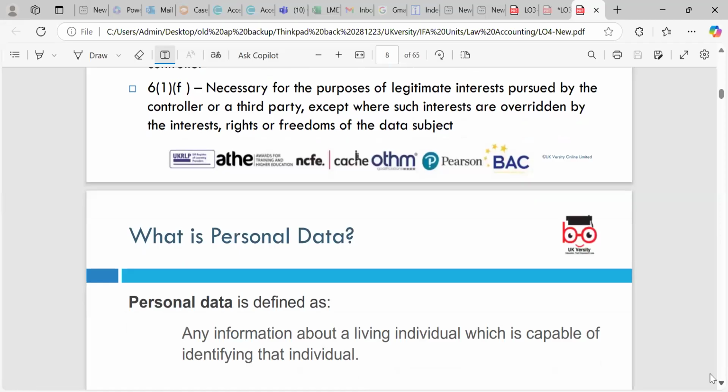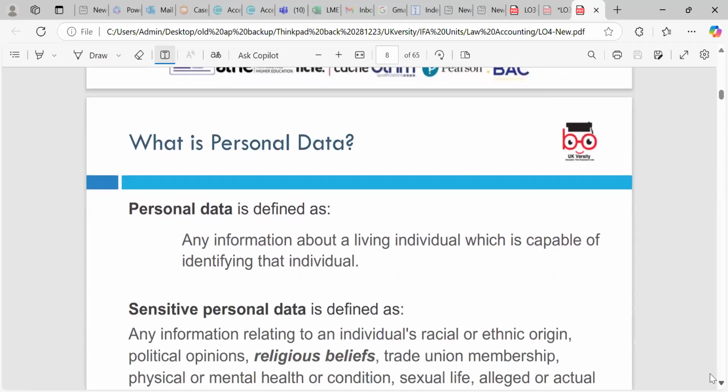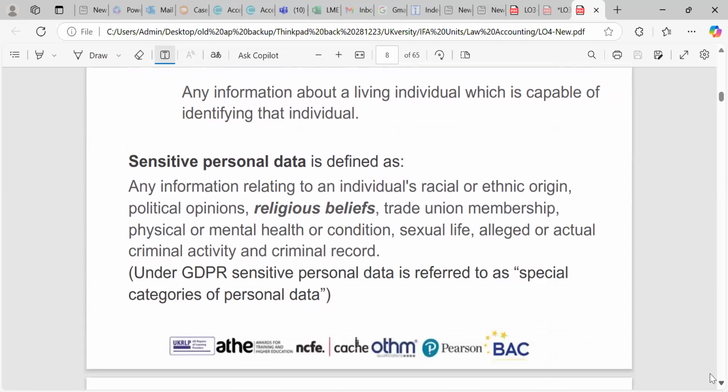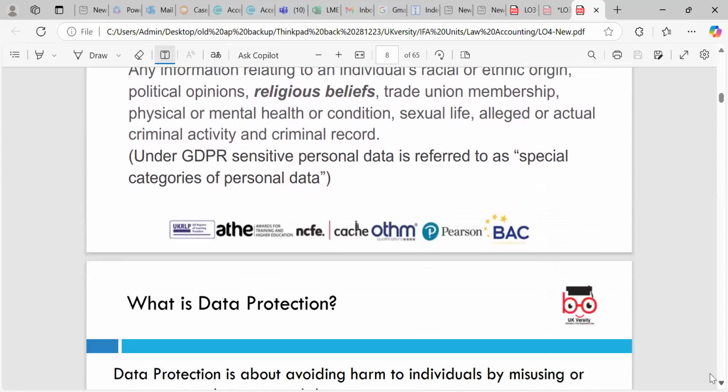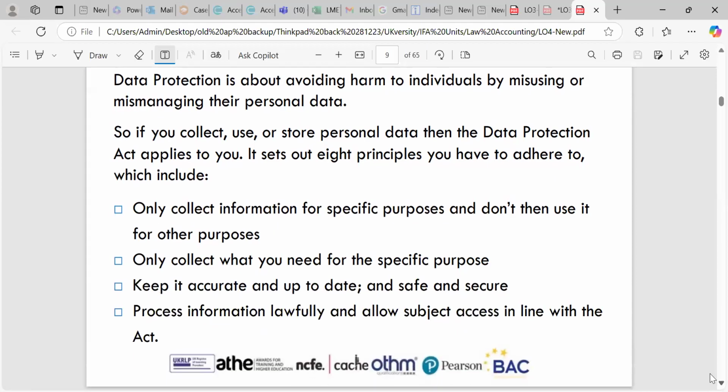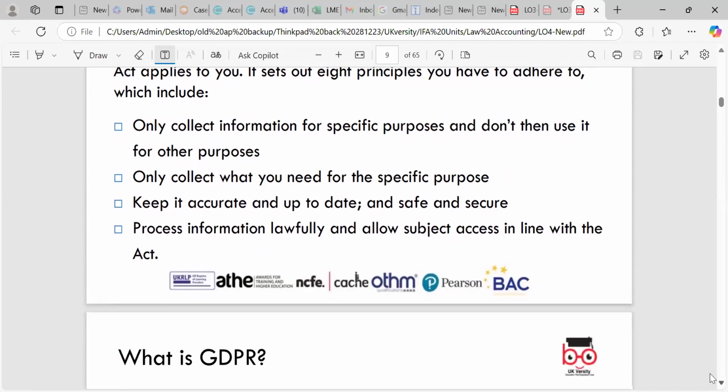So please, under the Freedom of Information Act, which we mentioned in the previous lesson, personal data is any information about an individual capable of identifying the individual, like date of birth, the national insurance number. Sensitive information, any information relating to the individual's ethnicity, religious belief, that's also something we need to look at. Mental health issues, conditions, we need to make sure are secure. And data protection is about avoiding harm to individuals by misusing or mismanaging their personal data. If collecting, using, and storing personal data, we need to make sure we only collect the information for specific purposes and don't then use it for other purposes. So only collect what you need for specific purposes, and keep it accurate and process information properly.